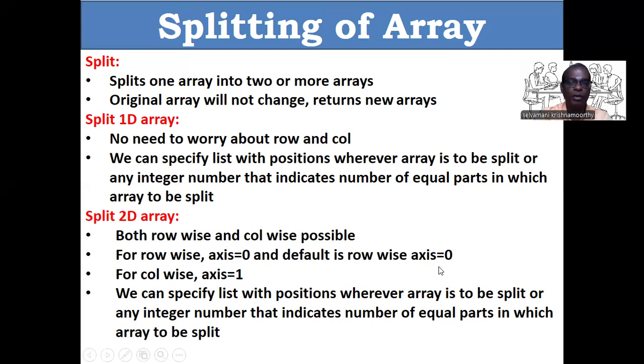If you want to split column-wise, axis should be 1. Axis 0 means row-wise. Axis 1 means column-wise. By default, row-wise. Here also, we can specify the list with positions wherever the array is to be split, or any integer number that indicates the number of equal parts in which the array is to be split. I hope it is clear to all.